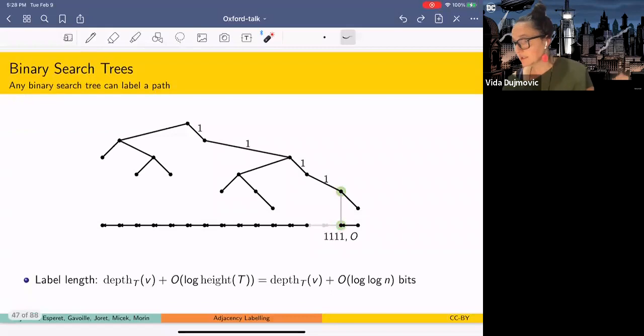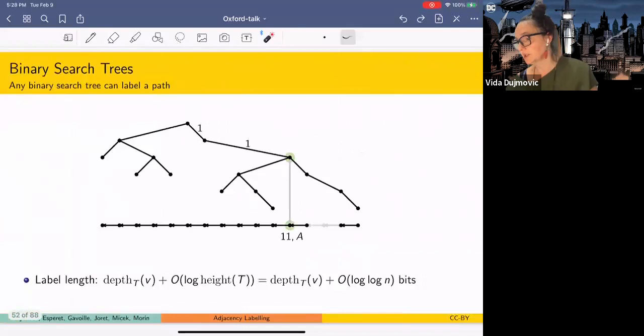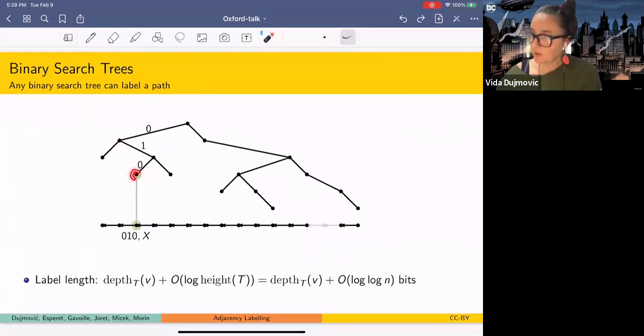But let me give you a more interesting example. For example, this one here. This is probably the most common situation. So we are looking at this vertex here. Its signature is 0, 1, 0. That is the depth of the vertex. The signature takes the depth of the vertex, which can be log n. But you need to know the label of the predecessor, and you don't want to spend another log n.